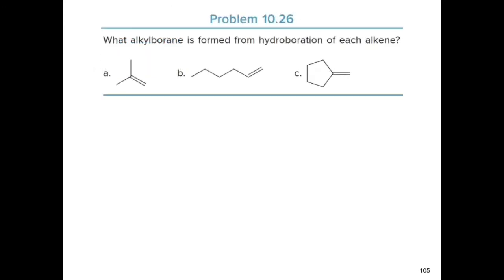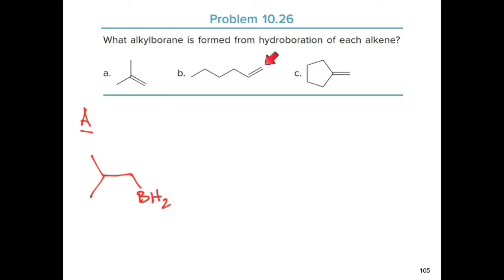So here's practice problem number 26. What alkylborane is formed from the hydroboration of each alkene? So for the first one here, you can see that we have an unsymmetrical alkene. So that means that the boron atom will bond to this less substituted carbon. And so the BH2 is going to be bonded to this less substituted carbon atom, as shown here.